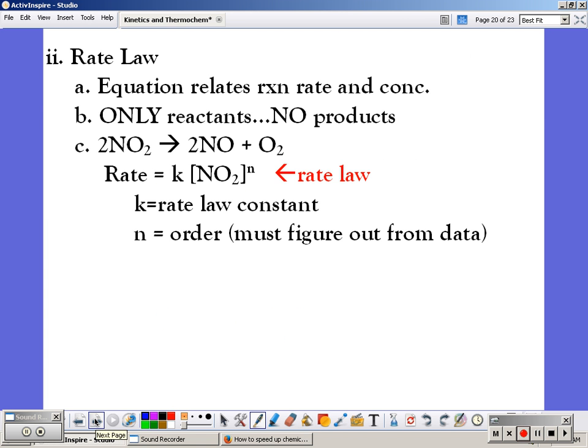Rate law helps to explain how the change in concentration is related to the speed. We only deal with reactants, we don't deal with products here. So if we look at this generic reaction, our rate law would be rate equals k. It always starts off with rate equals k. Don't leave that off. Then you have your reactant in brackets to represent concentration raised to the value of n. n is the order that you have to figure out based on data. k is the rate law constant. So k is always going to be the same no matter what set of data we're looking at.